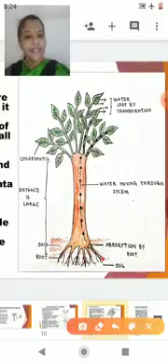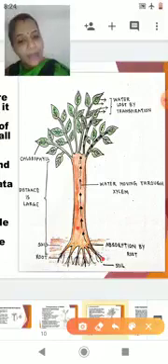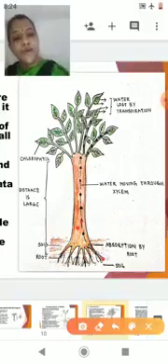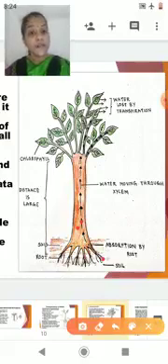Students, here you can see the soil, and you know that the soil is a source for water as well as minerals. So definitely root pressure is happening here, but root pressure can only supply the water to the base of the tree. Now beyond that, if I need to supply water, I need to take the help of transpiration pull.